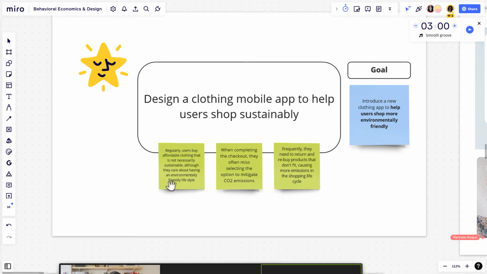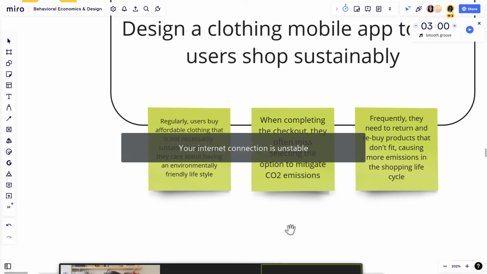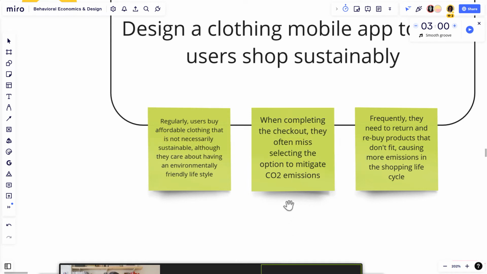So one is that regularly users buy affordable clothing that is not necessarily sustainable, although they care about having an environmentally friendly lifestyle, right? So on one hand, users care about the environment and about sustainability, but they constantly shop unsustainable products. Then, when completing the checkout, they often miss selecting the option to mitigate CO2 emissions. It's a few cents, but still people miss that part.